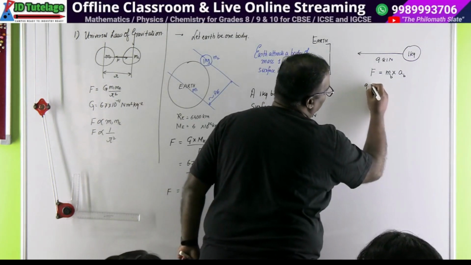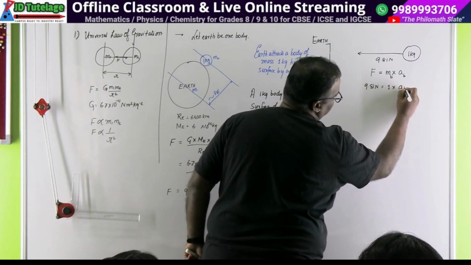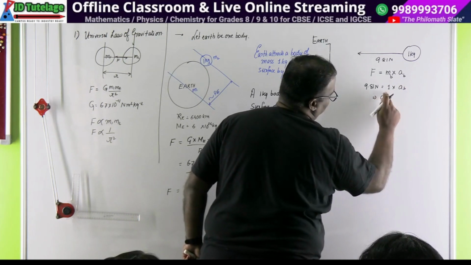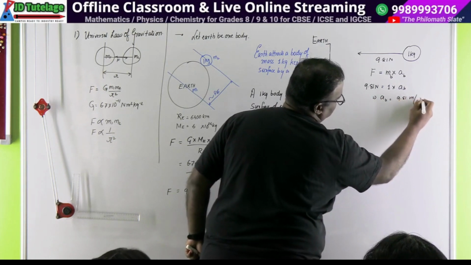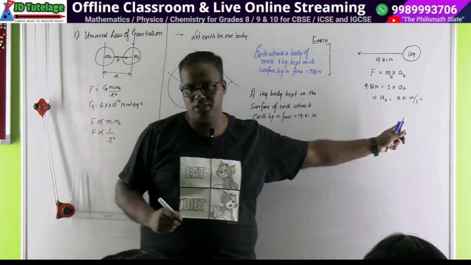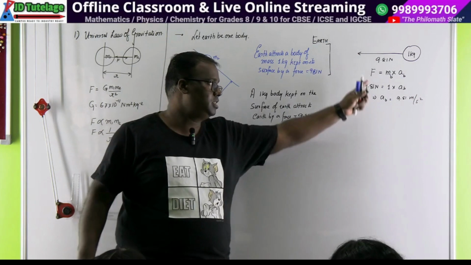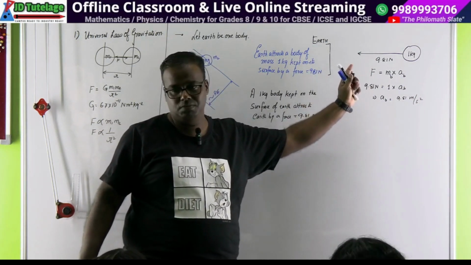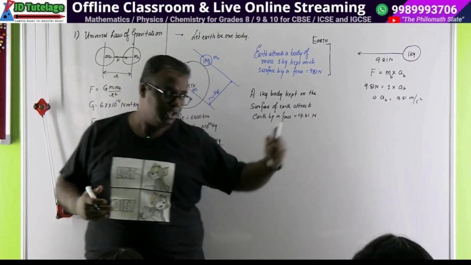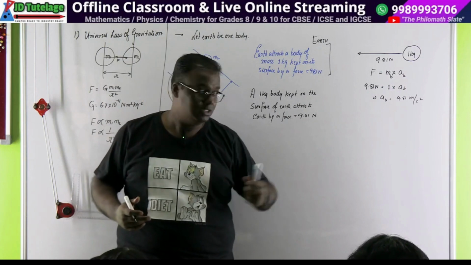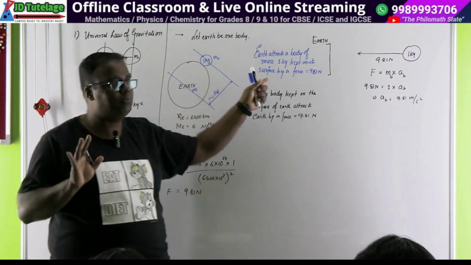So 9.81 Newton is equal to 1 into AB, or AB is equal to 9.81 meters per second square. This is the acceleration felt by the 1 kg mass. See, when I am pulling you with 9.81 Newton, go back to Newton's law. If there is a F net, there has to be an A net. The A net felt by it is this. And it is in which direction? Towards the direction of the earth.